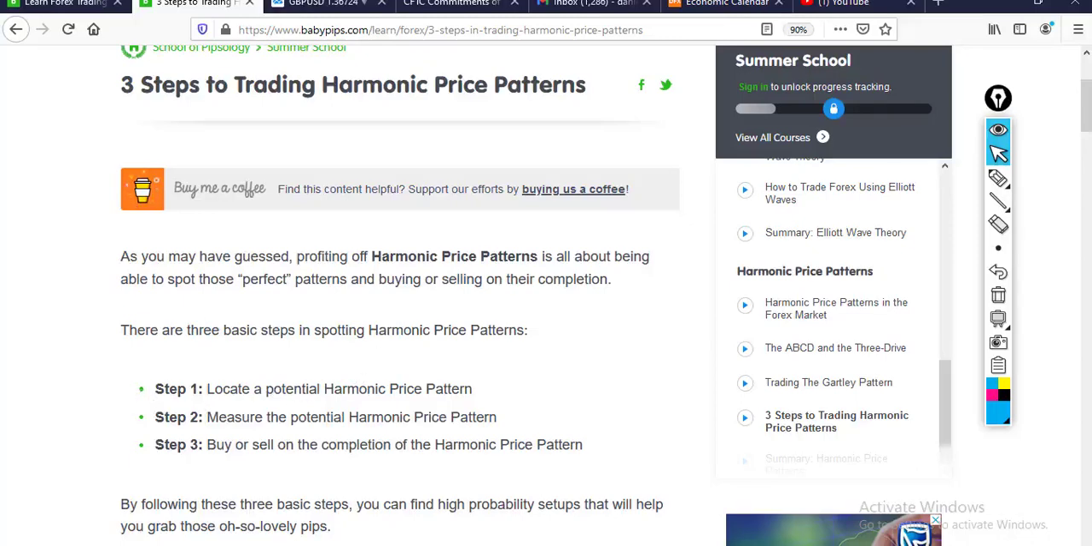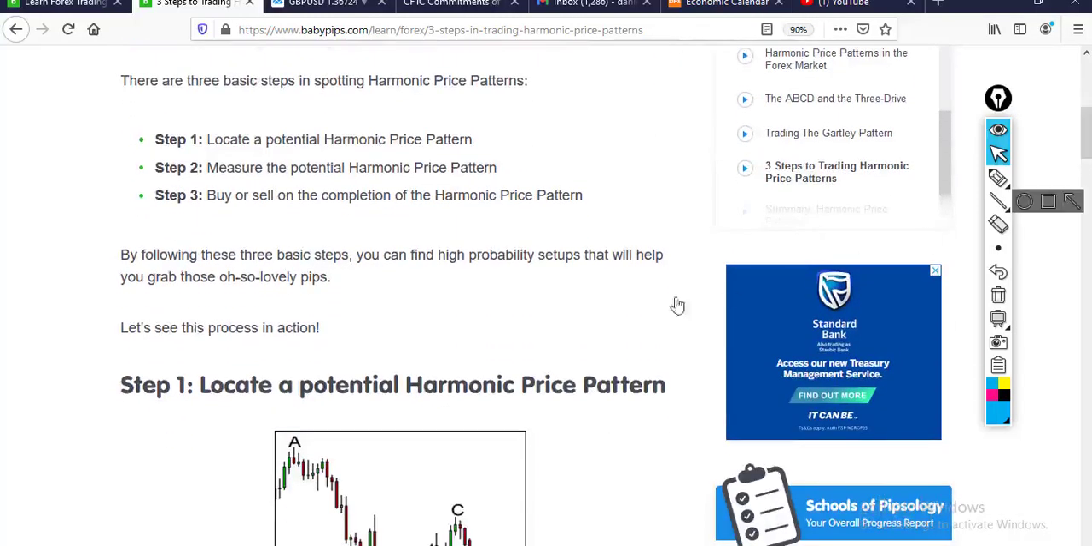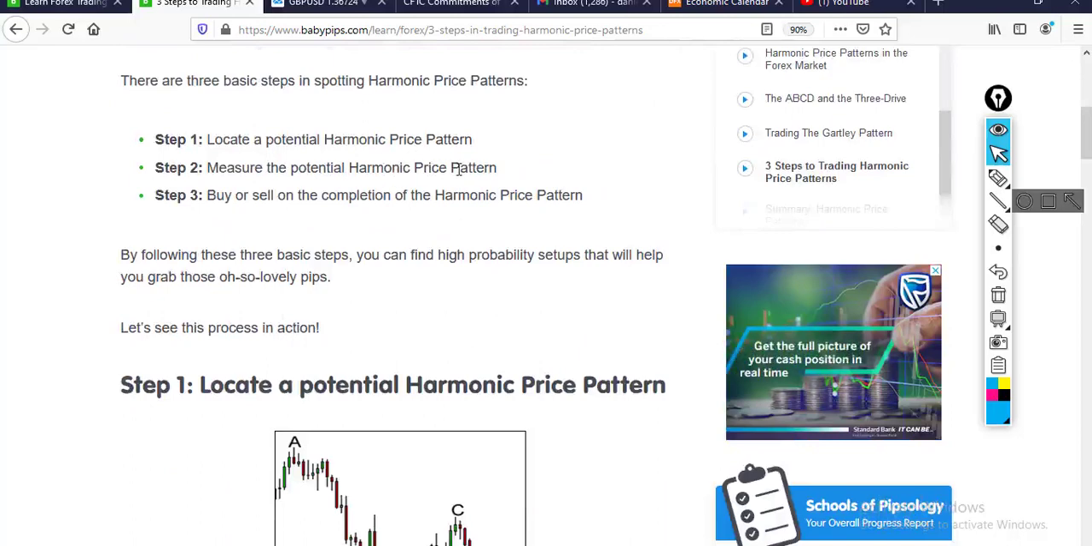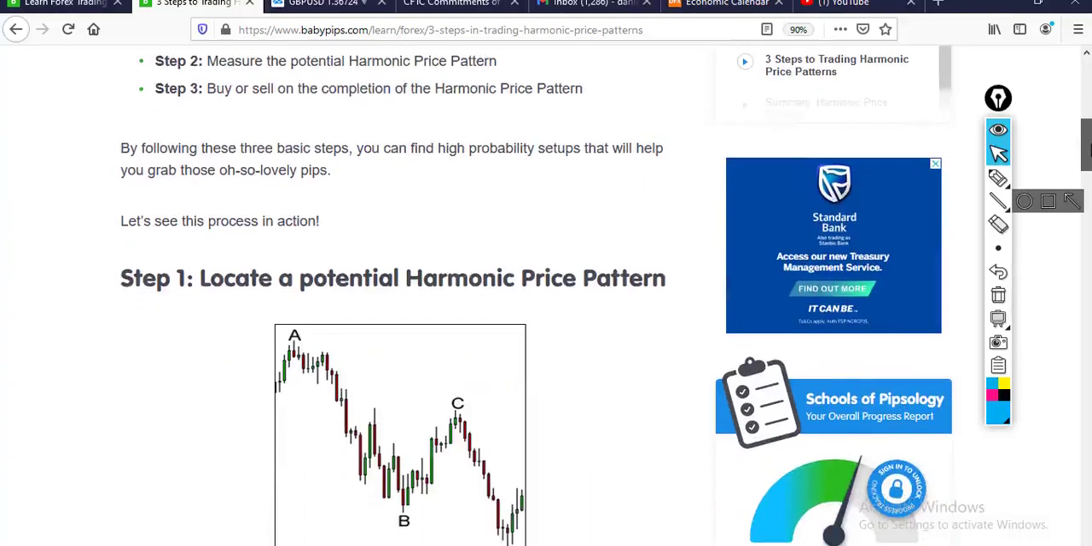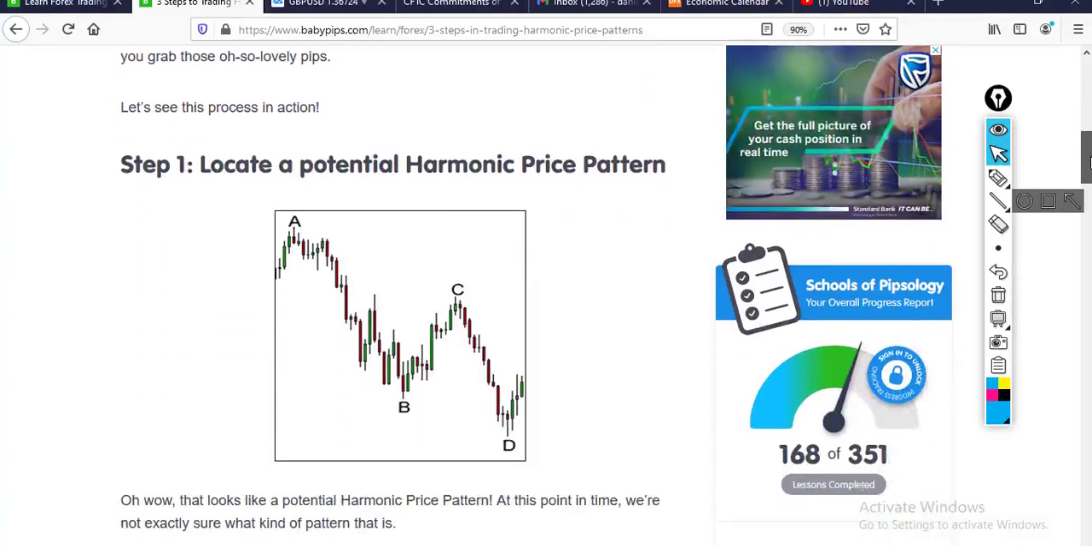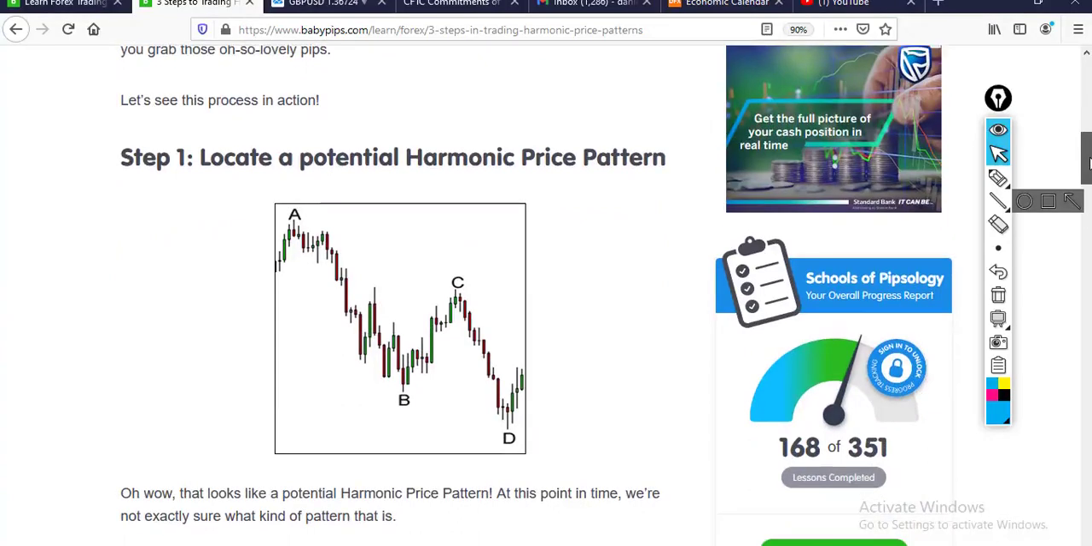Step 1 is to locate a potential harmonic price pattern. Step 2 is to measure the potential harmonic price pattern using the Fibonacci retracement or extension levels. Then step 3 is to buy or sell on the completion of the harmonic pattern. If we follow these steps closely, we will be able to profit maximally while trading the harmonic price pattern.